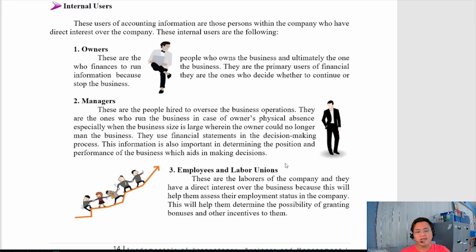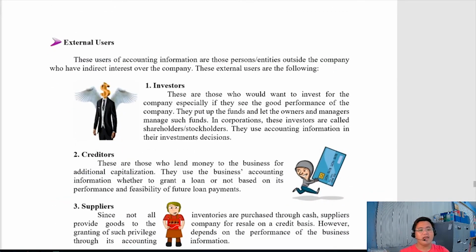Number 3, employees and labor unions. These are the laborers of your company and they have a direct interest over the business because this will help them assess their employment status in the company. If you are an employee of SM Corporation, you would like to know the financial standing of SM Corporation, whether it would still be running in the next 5 years or not, because of course, you also have to consider your tenureship in the company. You might think of transferring to a more stable company if you think that your company, based on financial statements, is not performing well.